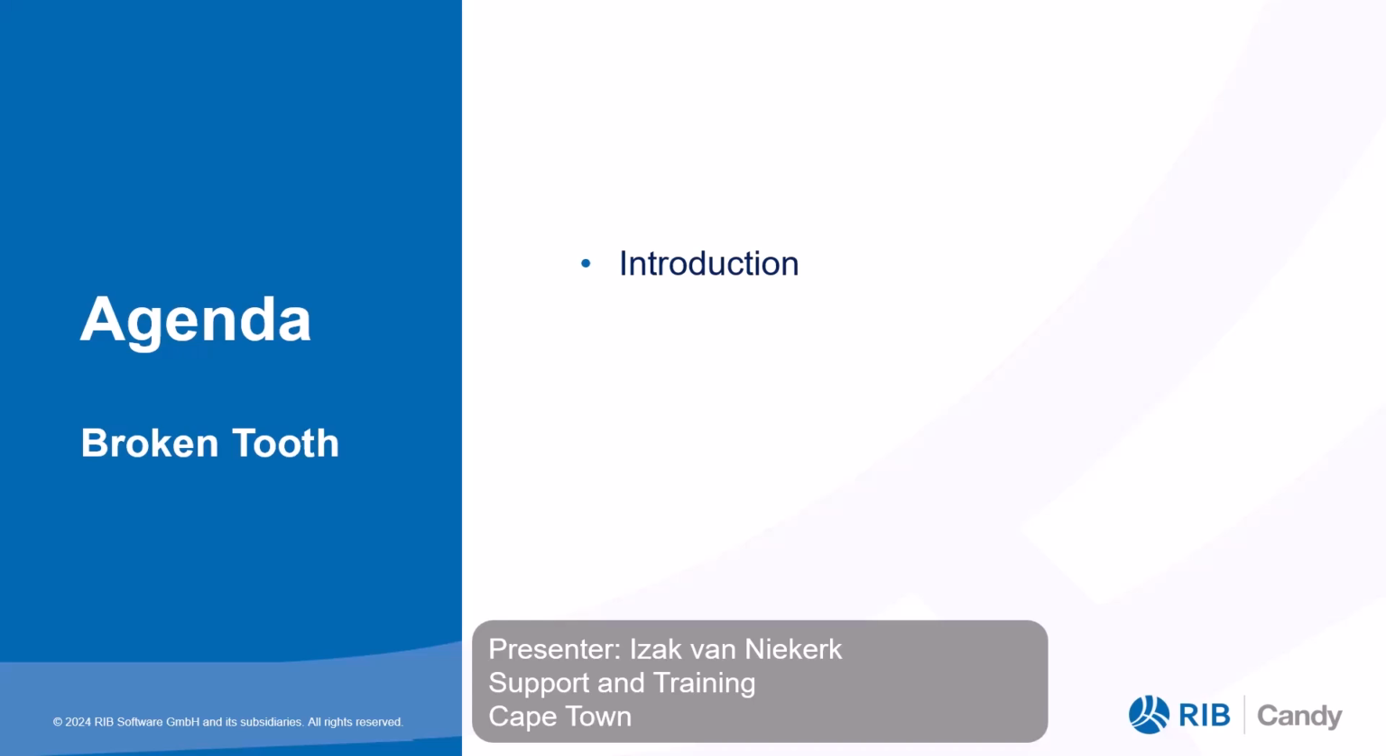Today, we are looking at the broken tooth progress report function as found in Candy. First, we will explain what the broken tooth progress report is and why it's called a broken tooth. Then we'll look at the basics of the broken tooth, how to define and allocate required codes to display the broken tooth on the screen. Once on the screen, we will show you how to interpret the analysis displayed and what each item means.